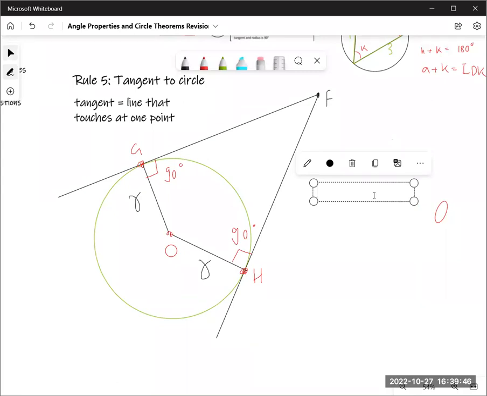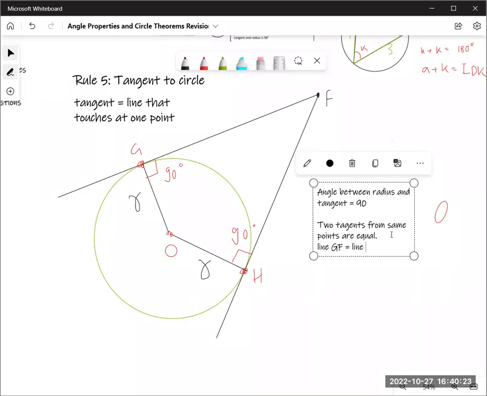The angle between radius and tangent equals 90 degrees. And two tangents from the same point are equal. What that means is GF, this line, is equal to line HF. Finish writing, tell me when you're done.